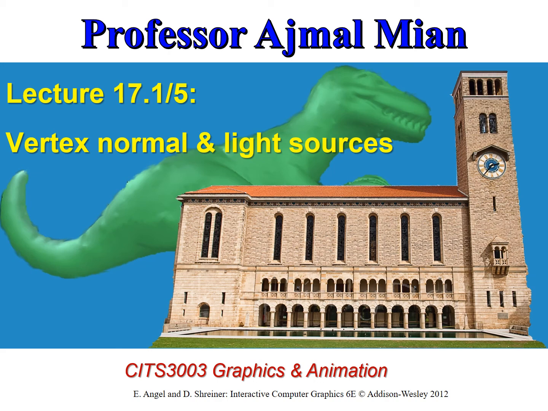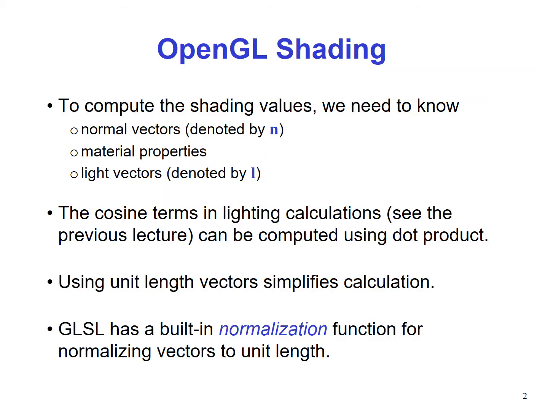In this lecture, we will talk about vertex normals and light sources. Shading is the computation of reflected light at every point. To compute the shading values, we need to know the normal vector n, the material properties, and the light vector L. The cosine terms in lighting calculations, as described in the previous lecture, can be computed using the dot product. Using unit length vectors simplifies the calculation. GLSL has a built-in normalization function that can be used to convert the vectors to unit vectors.